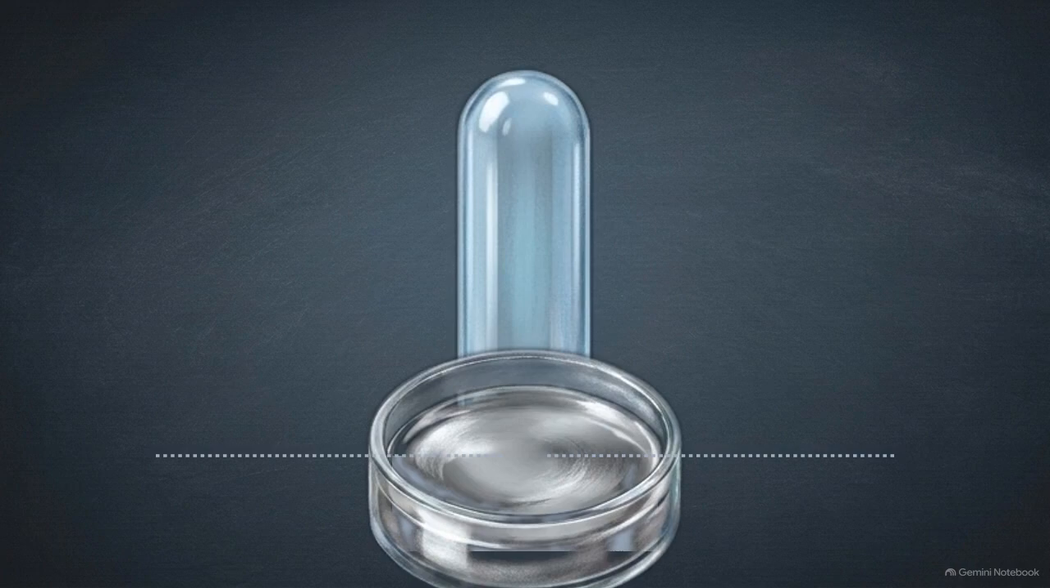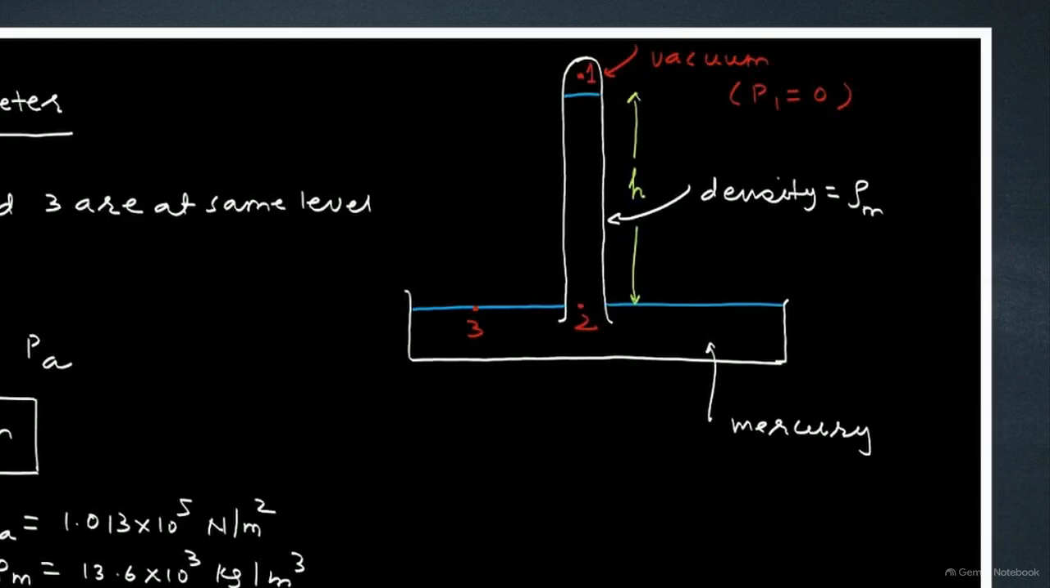In a static fluid, any 2 points at the same horizontal level experience the same pressure. These physics notes map that theory to a real-world calculation. Point 3 is located on the surface of the pool, exposed to the air, meaning its pressure equals the local atmospheric pressure, PA. Point 2 sits at the same level inside the tube. Its pressure is the sum of the vacuum at the top, which is 0, and the weight of the mercury column pressing down on it.